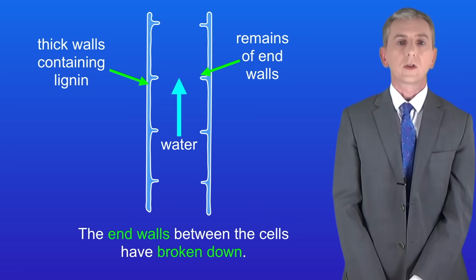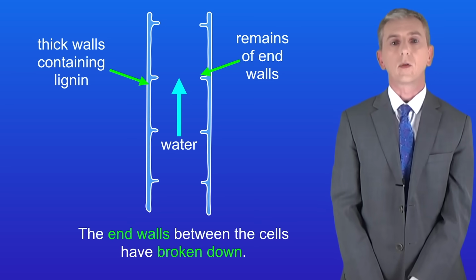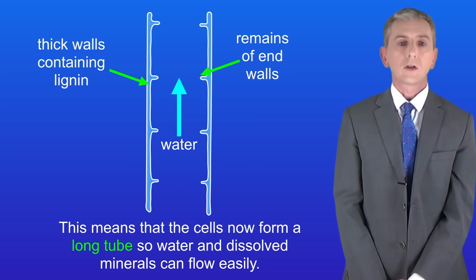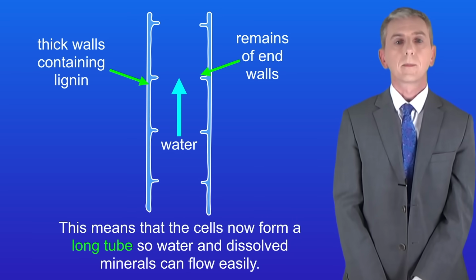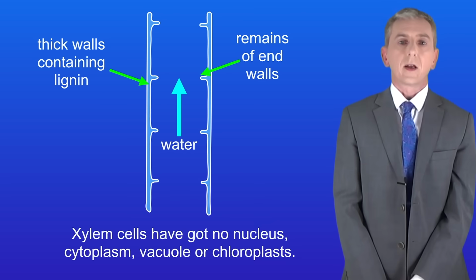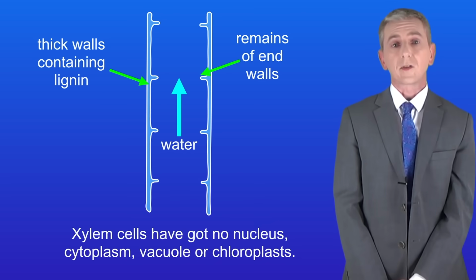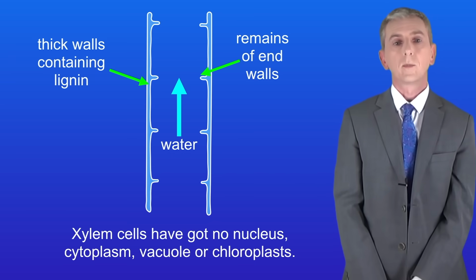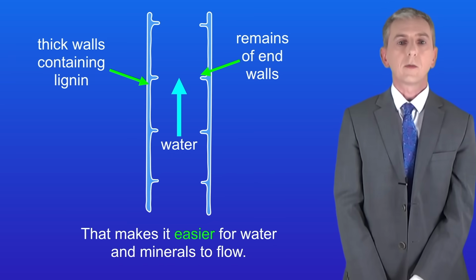The second thing to notice is that the end walls between the cells have completely broken down. This means that the cells now form a long tube, so water and dissolved minerals can flow easily. Xylem cells have got no nucleus, cytoplasm, vacuole, or chloroplasts. In fact, xylem cells have got no internal structures at all. Again, that makes it easier for water and minerals to flow.